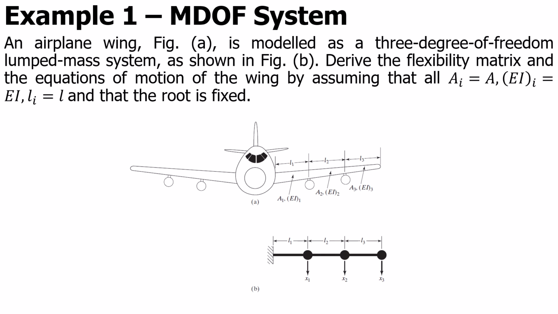Our goal, two things. One, find the flexibility matrix. That's how much the wing bends under force. Two, derive the equations that predict its motion, all while assuming uniform material properties and a fixed root.